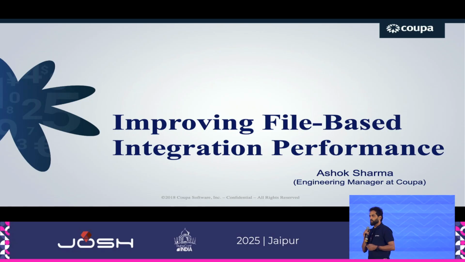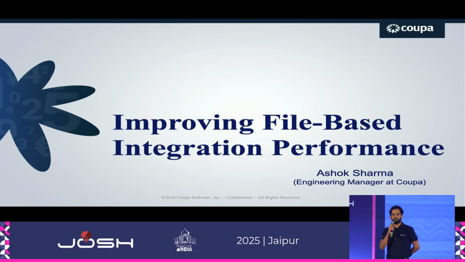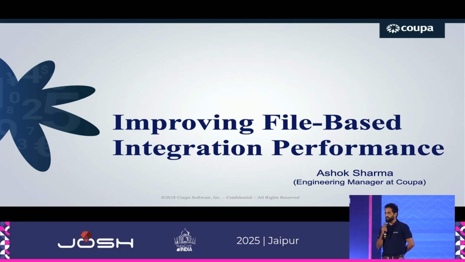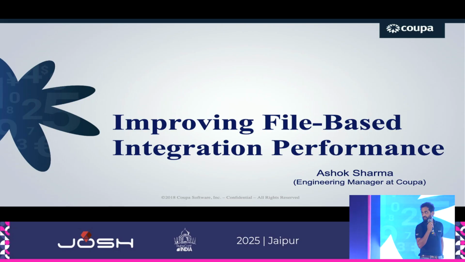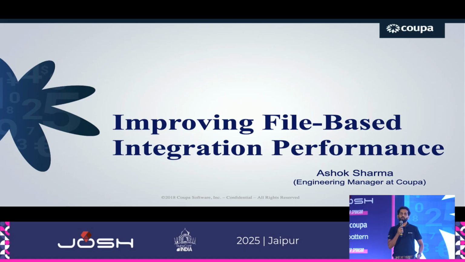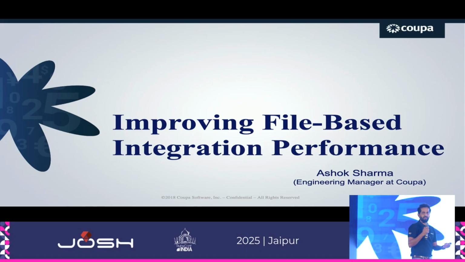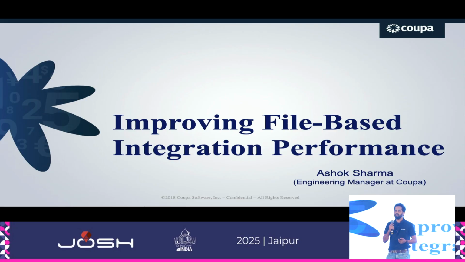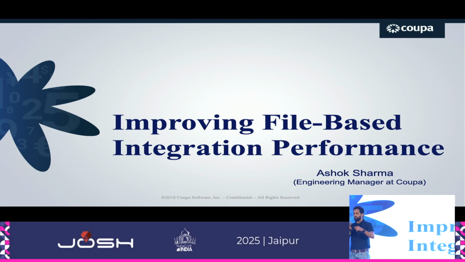Hello guys, I am Ashok Sharma. I am at Coupa Software for the last 4 years. I have around 20 plus years of experience in the software industry. Before Coupa, I worked with many large organizations like IBM, IBM ISL, and Capgemini. I started at Coupa as a lead software engineer, and I'm currently working as an engineering manager.